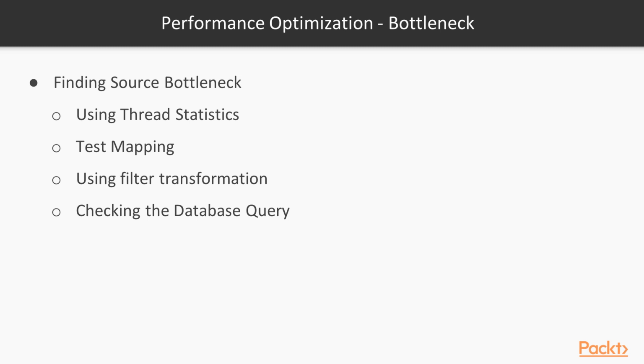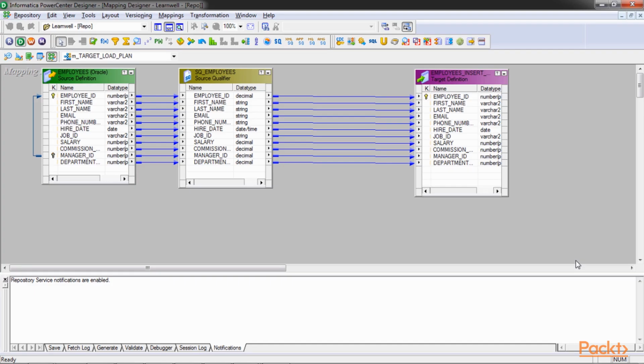Using thread statistics. As discussed earlier under target, use thread statistics to find the source bottleneck. You can refer to that section to use the thread statistics. Test mapping. Using a pass-through mapping can help you identify if the bottleneck is at the source side. Configure a test mapping to have only source, source qualifier, and target.